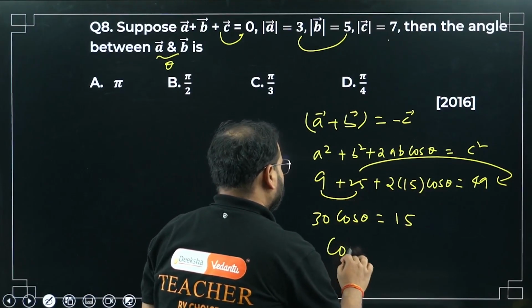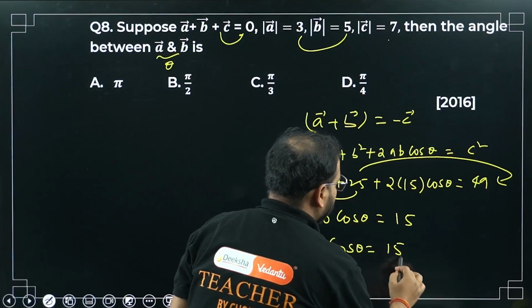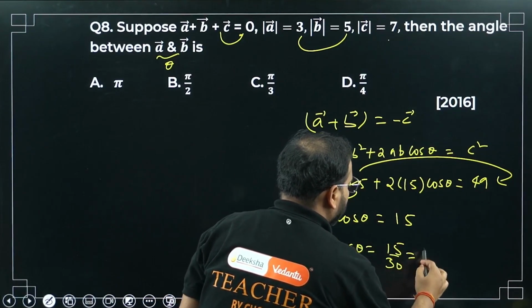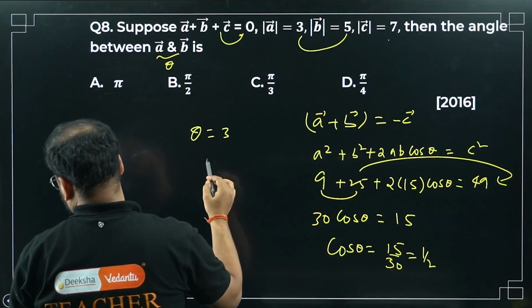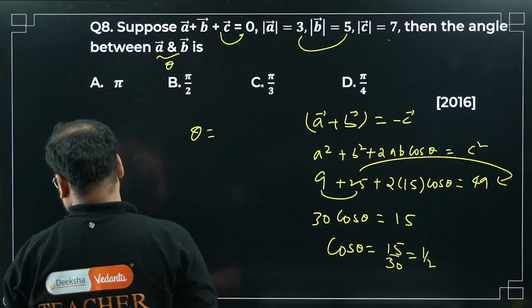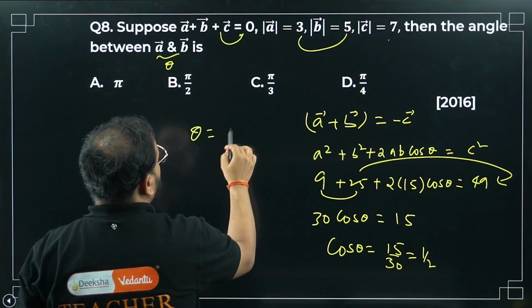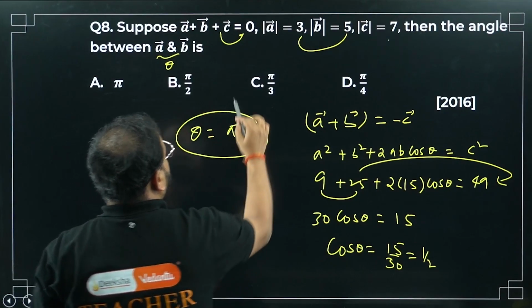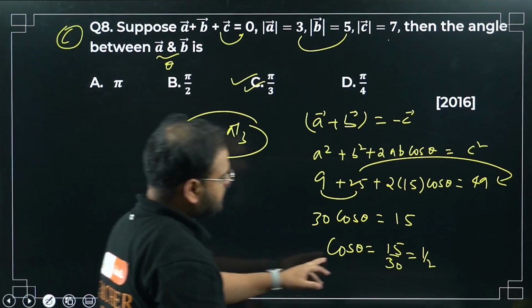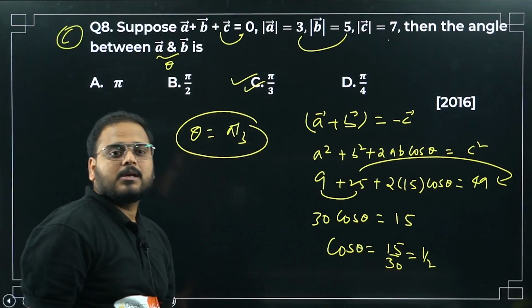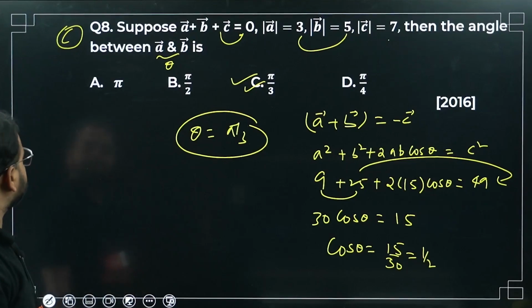I get cos theta is 15 upon 30, which is 1 by 2. This happens when theta is equal to 60 degrees, or pi by 3. Cos pi by 3 is 1 by 2. Answer is C, pi by 3.